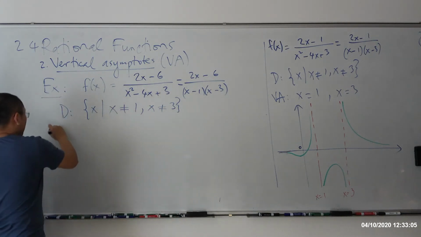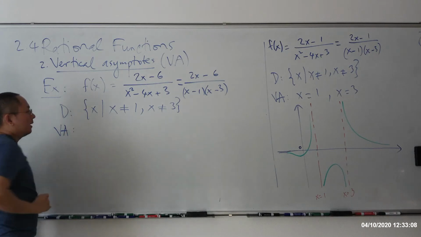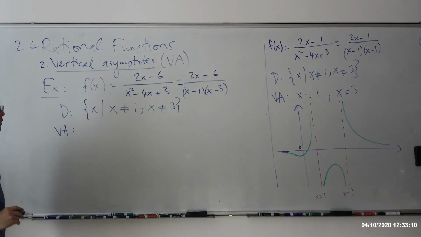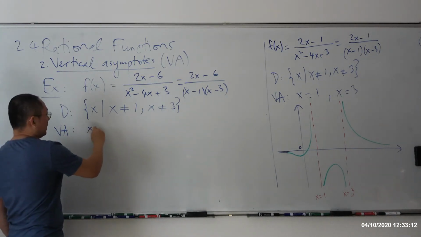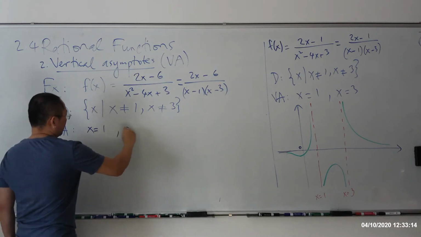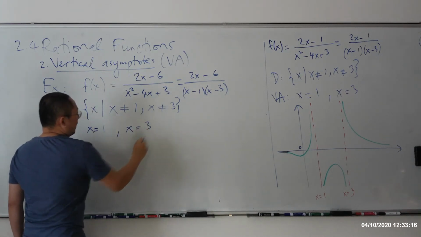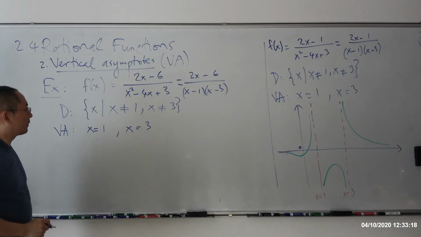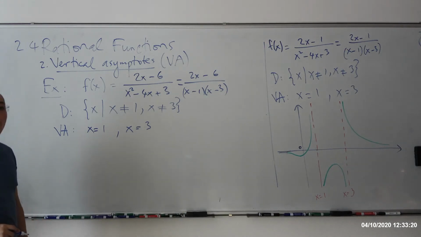What about the vertical asymptote? As you may expect, we have two vertical asymptotes, x equal to 1 and x equal to 3. However, in this example, I claim that you will only have one vertical asymptote. And you are going to see why.